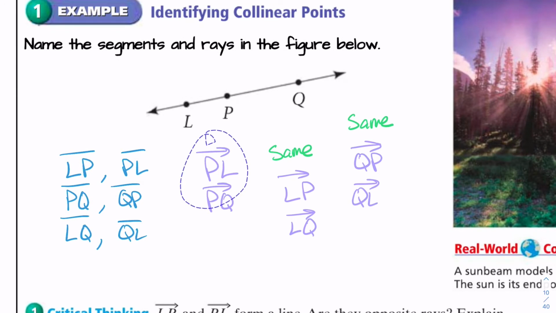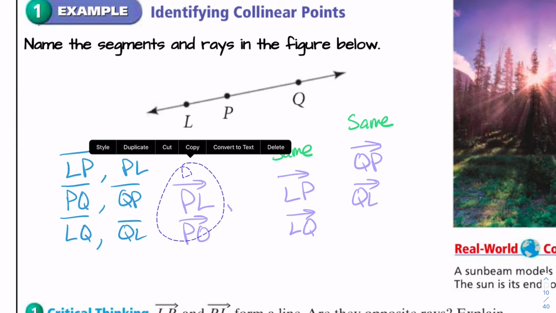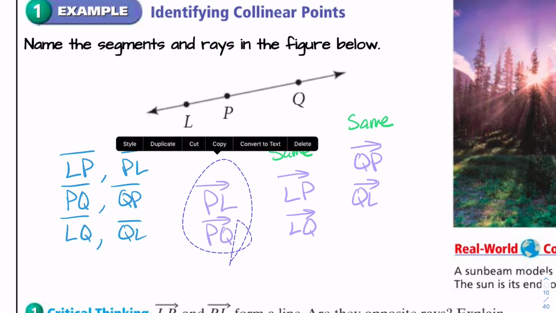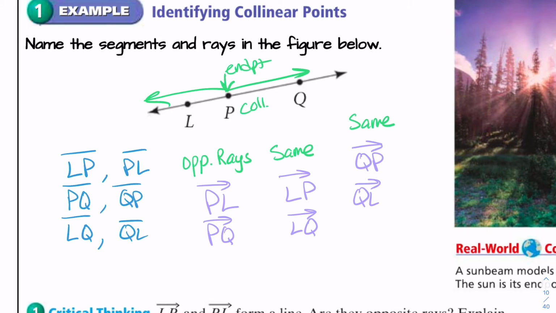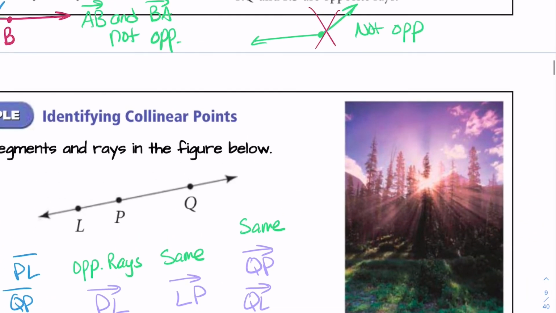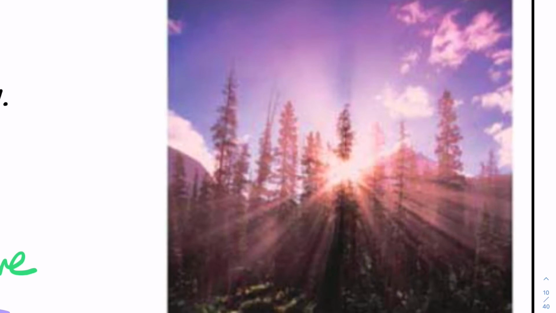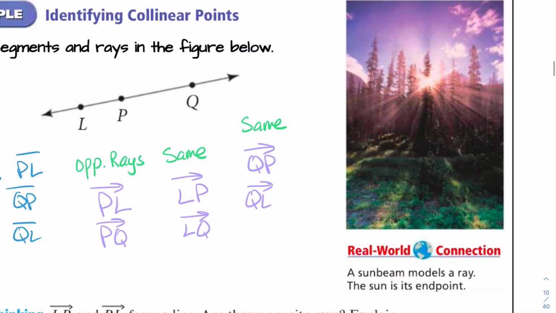And here is another thing, PL and PQ, these are not the same, they are actually opposite rays. Because PQ goes this way and PL goes this way. They share a common endpoint and they are collinear. So endpoint and they are collinear, therefore they are opposite. Okay? Again, the sun's rays, they go in all different directions. Pretty cool. I just felt like including that picture there.